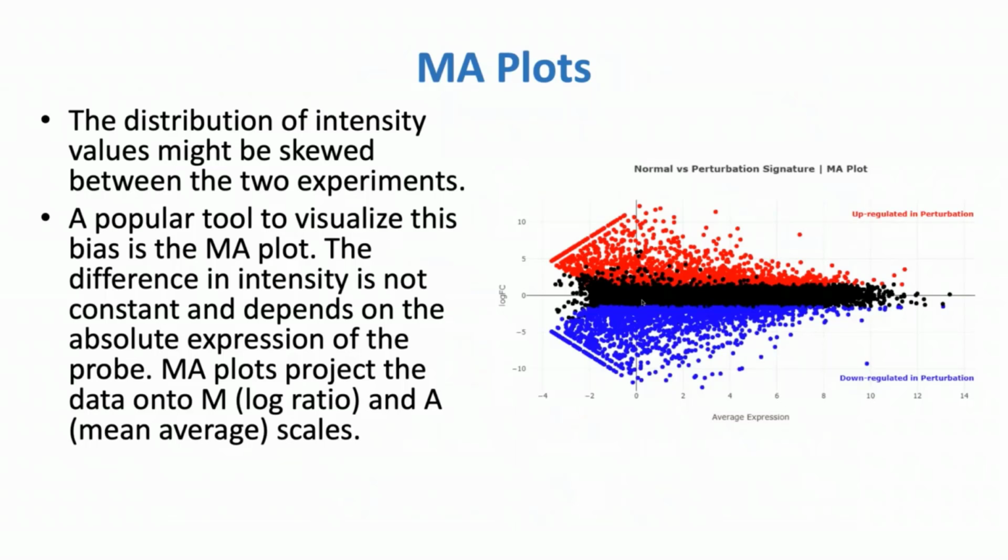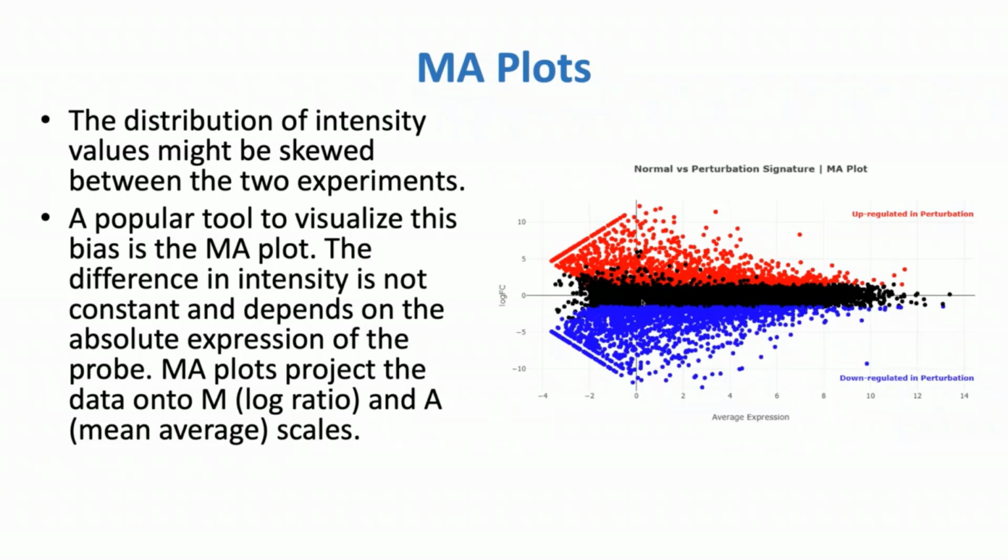So another thing that's kind of important, and this is mainly used in algorithms that use differential gene expression, is that the algorithms are oftentimes skewed. So differential gene expression is oftentimes skewed by the absolute expression.